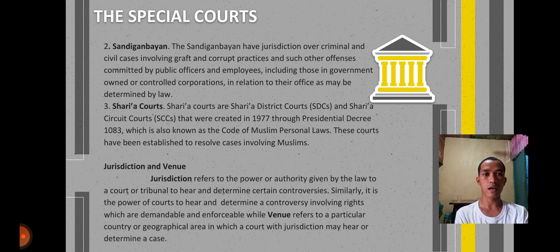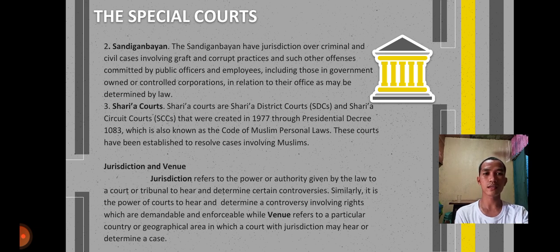Sharia courts are the Sharia district courts, or SDCs, and the Sharia circuit courts, or SCCs, that were created in 1977 through Presidential Decree 1083, which is also known as the Code of Muslim Personal Laws.